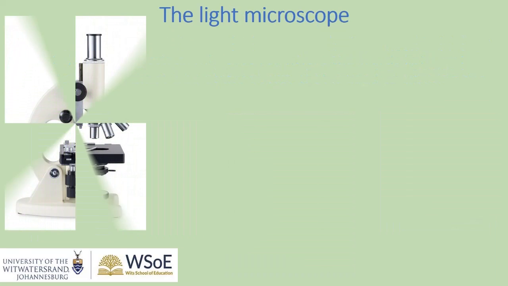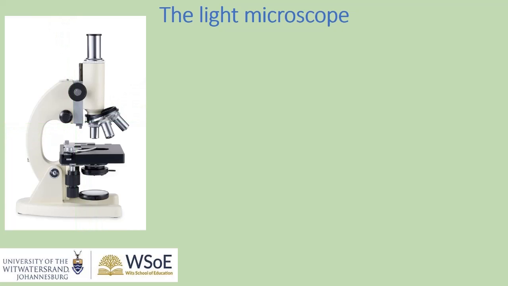So the light microscope. Here is a compound light microscope. Now note that the compound light microscope has 3 objective lenses on a rotating nosepiece. Each objective lens magnifies the specimen by different amounts. For example, the smallest objective lens might magnify the object 10 times. The second one might magnify the object 40 times. And the last one might magnify the object by 100 times.